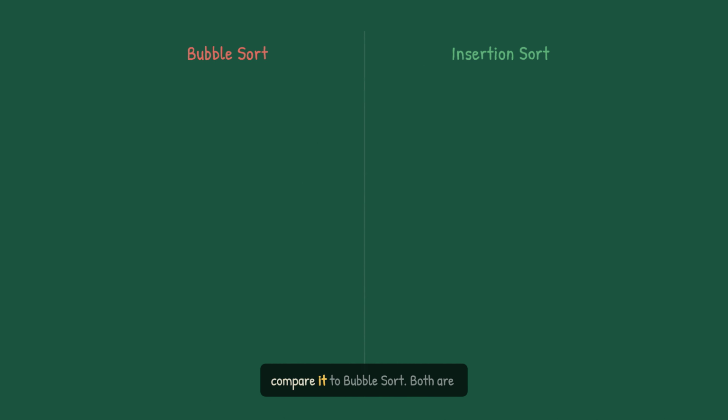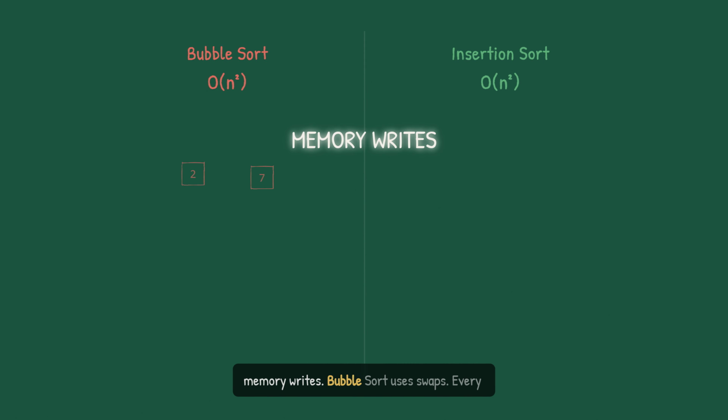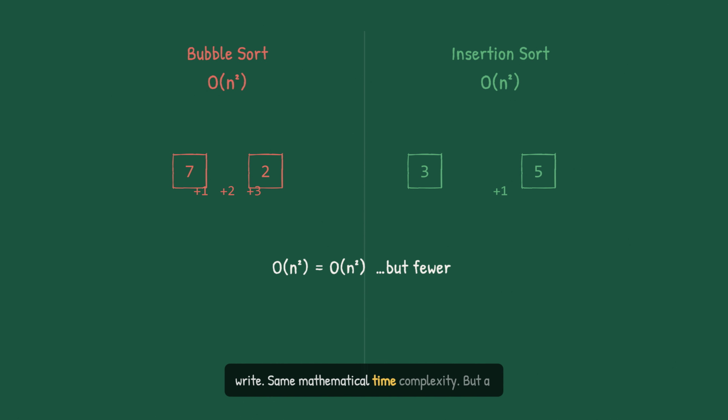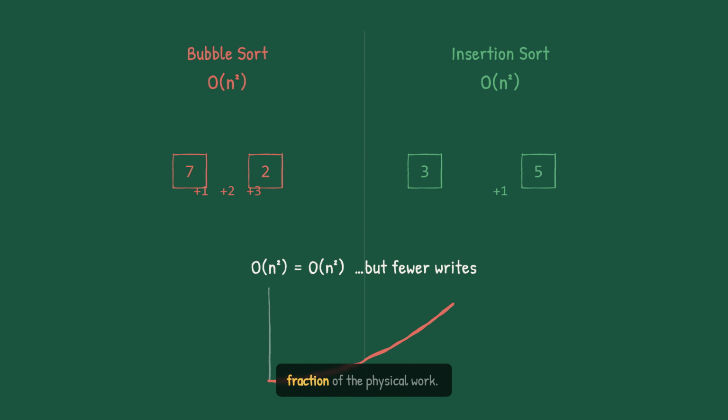Finally, let's compare it to bubble sort. Both are O of n squared, so why is insertion sort used in real-world libraries like Python and Java? It comes down to memory writes. Bubble sort uses swaps. Every swap is 3 memory writes. Insertion sort uses shifts. Every shift is just 1 write. Same mathematical time complexity, but a fraction of the physical work.